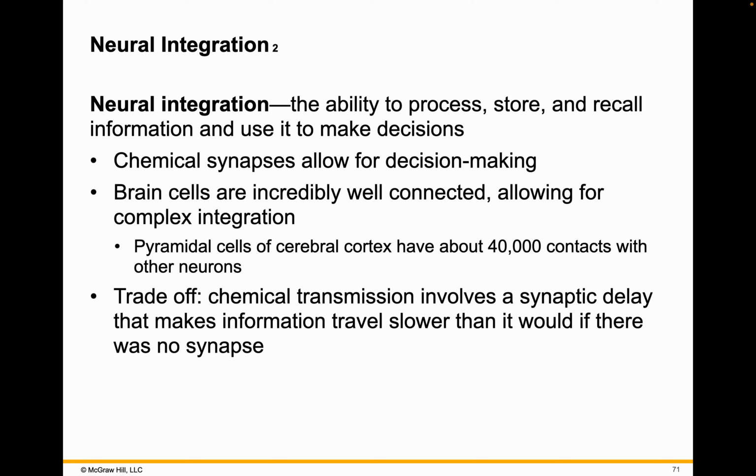Integration is the ability to process, store, and recall information. It's used to make decisions. Chemical synapses allow for decision making. Brain cells are incredibly well connected, allowing for complex integration. There are pyramidal cells of the cerebral cortex that have about 40,000 contacts with other neurons. The trade-off for this is that the chemical transmission involves a synaptic delay, and that makes information travel slower than it would be if there was no synapse.